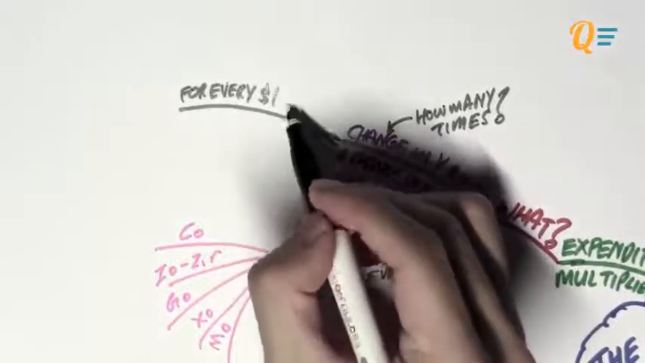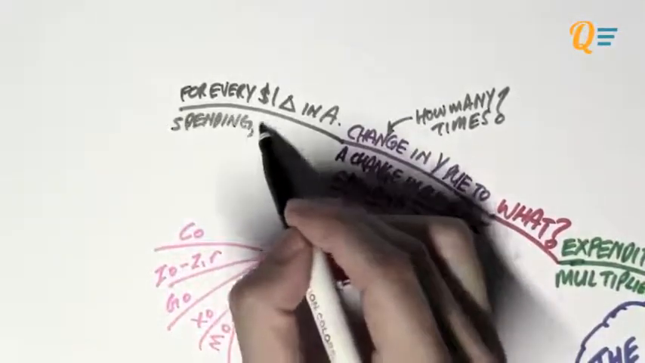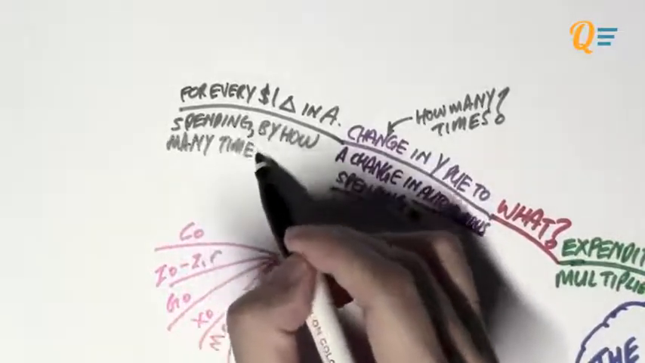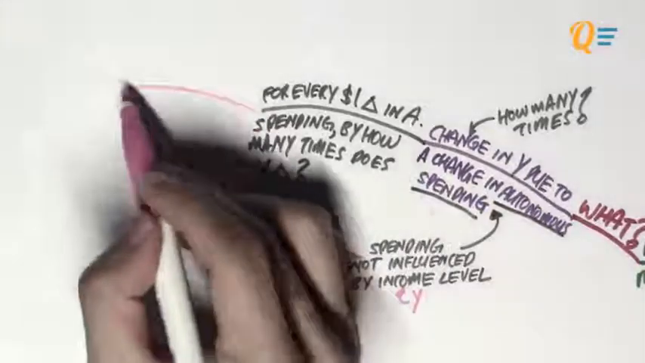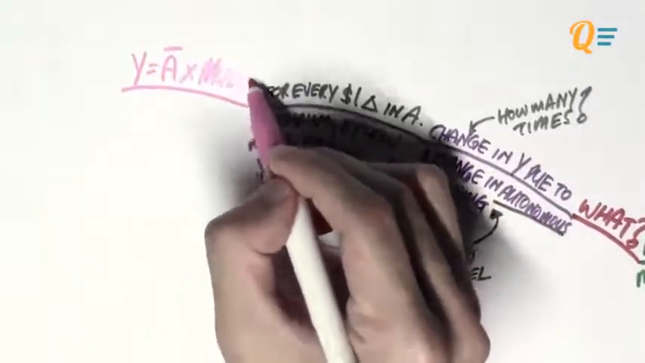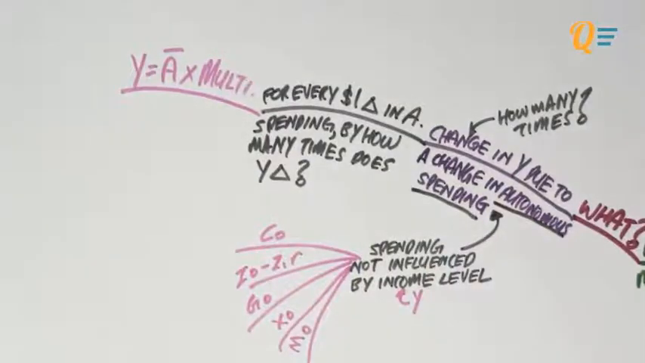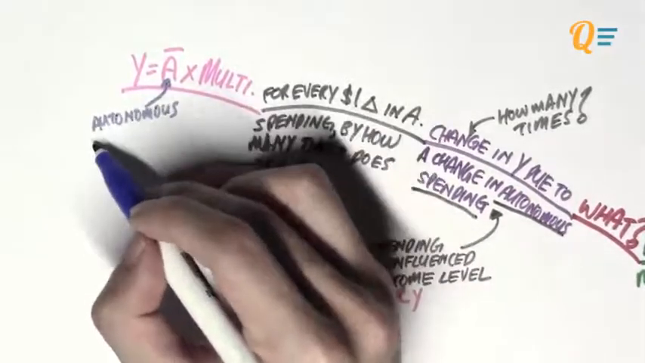So what the expenditure multiplier is telling us is this. For every $1 change in autonomous spending, by how many times does income change? To express this in mathematical form, income is equal to the autonomous expenditure multiplied by a multiplier, right? That's why it's called a multiplier. Okay, so A bar over here actually refers to autonomous expenditure.